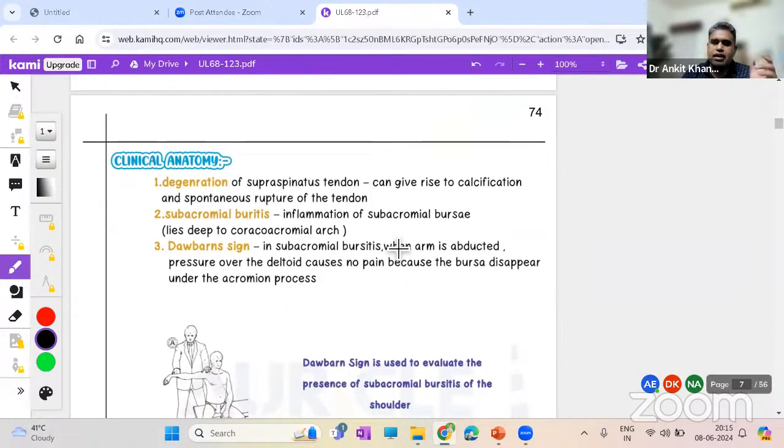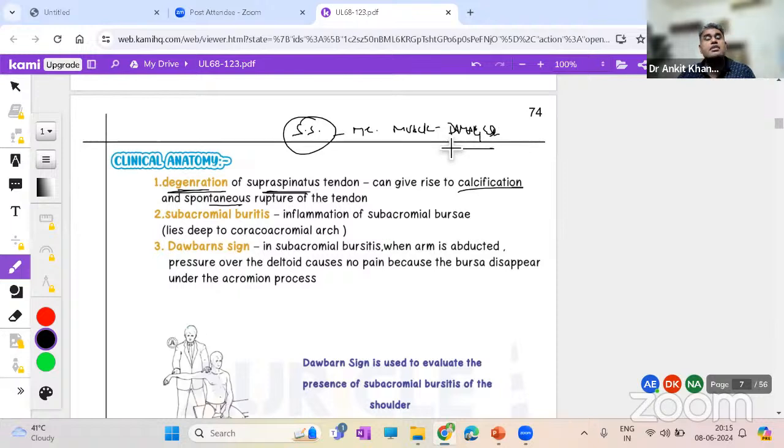In clinical anatomy, you can add 2-3 points over here, which are degeneration of the supraspinatus tendon, leading to calcification and rupture. So remember, supraspinatus is the most commonly damaged muscle or tendon in case of rotator cuff injury. Why? Because it lies between the humeral head below and the coracoacromial arch above. It is sandwiched between two hard structures. So whenever you abduct, this tendon is prone to being compressed between hard structures, leading to its damage most of the times.